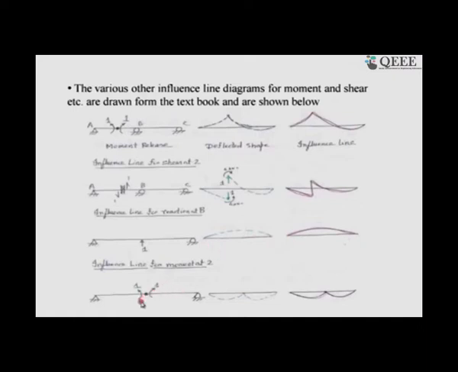Similarly, if you have a moment at the support, you destroy the moment carrying capacity of the support and put unit loads, so they will individually be bent like this, and that is the influence line diagram for the bending moment at the support.